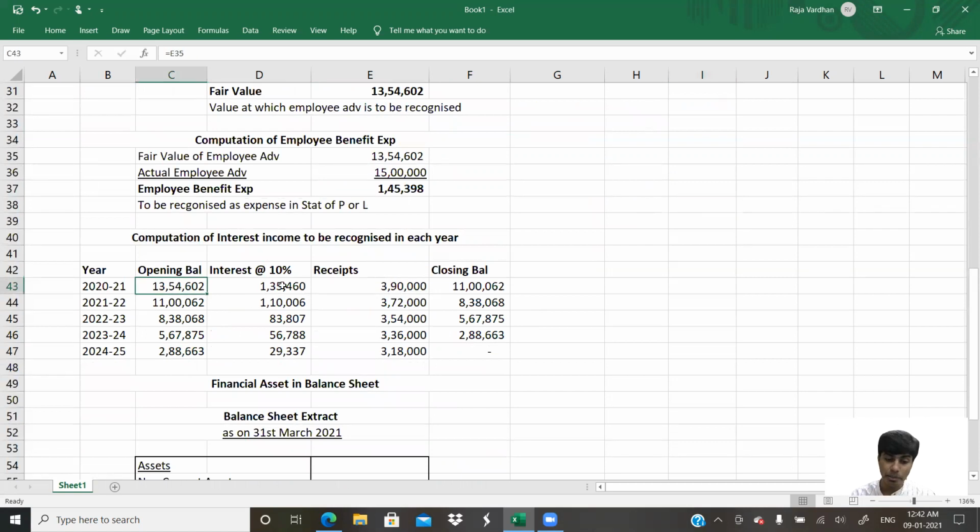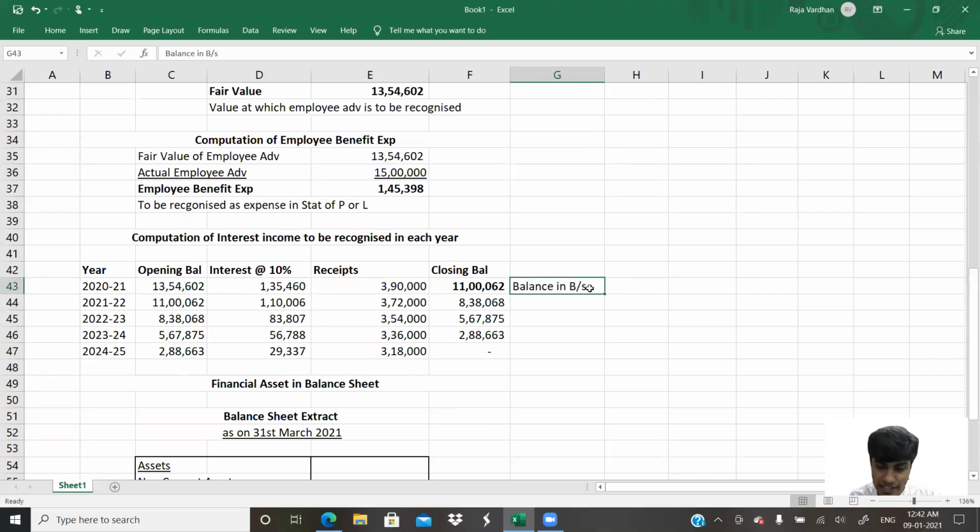Interest has to be recognized at the market rate of 10%. So on 13,54,602, I compute interest at 10%, and our receipts remain the same: 3,90,000, 3,72,000, 3,54,000, 3,36,000, and 3,80,000. So the closing balance is found. This is the balance outstanding on 31st of March 2021. This should be the balance in the balance sheet.